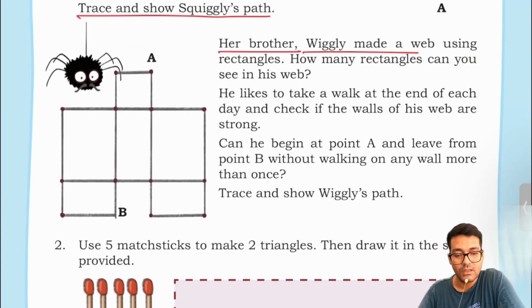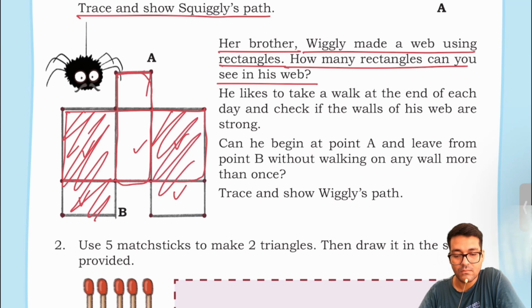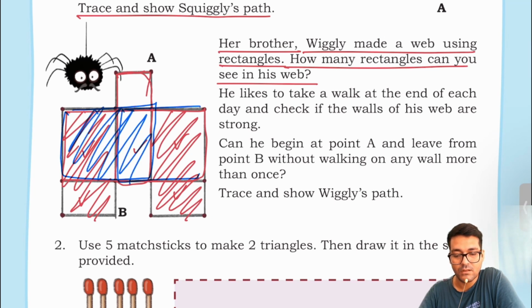Her brother Wiggly made a web using rectangles. How many rectangles can you see in his web? 1, 2, 3, 4, 5. Then this one 6. This one 7. This one 8, 9. Then this one 10. And this one 11.